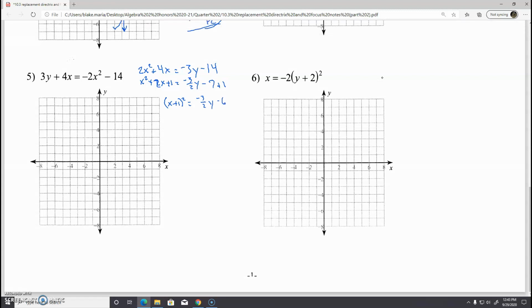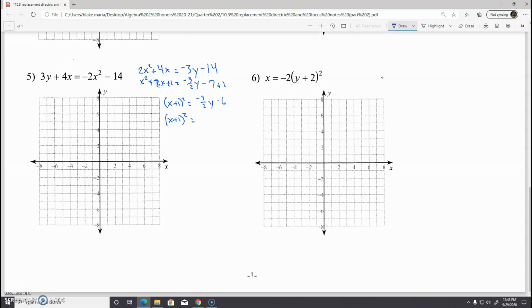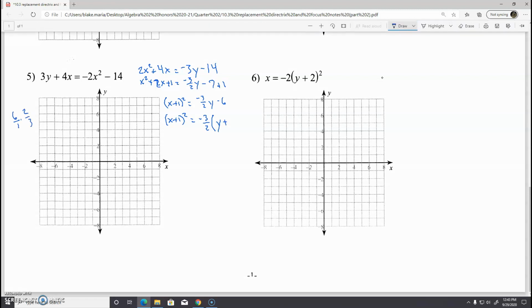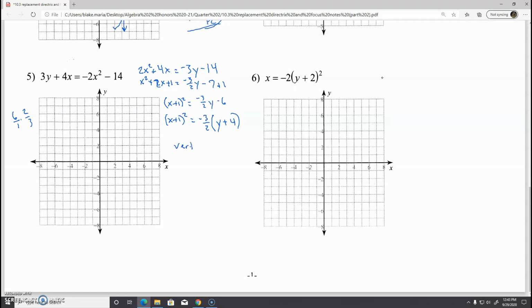Now we do have to get our 4p term out. So x plus 1 squared. I want to get that y alone, so I'm going to take out a negative 3/2. That's going to become plus. So 6 divided by 3/2 is the same as 6 over 1 times 2/3. 12 divided by 3 is 4. And now we can pull out our stuff. So vertex is -1, -4.